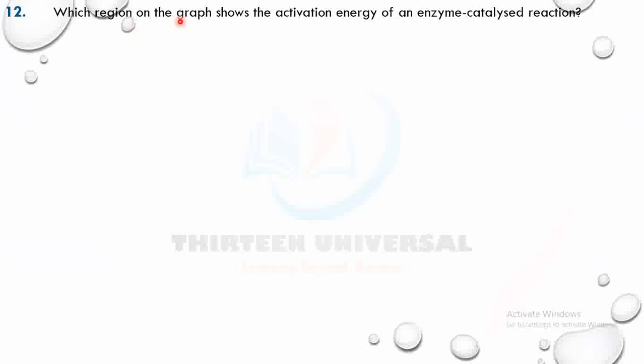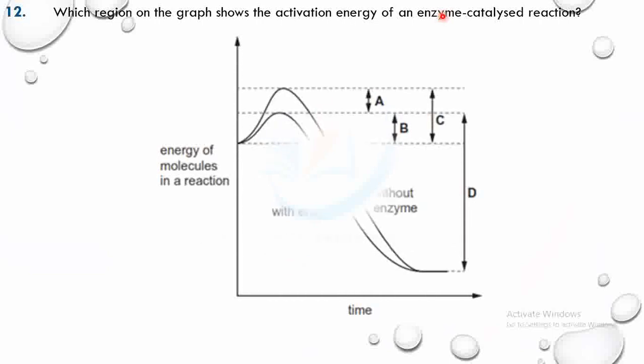Okay, so which region on the graph shows the activation energy of an enzyme catalyzed reaction? Don't waste time with this question. They said catalyzed, that's with enzyme. The activation energy is between the substrate, the reactant, and the highest energy level. Do you get? So that means B should be the activation energy needed for the catalyzed reaction.